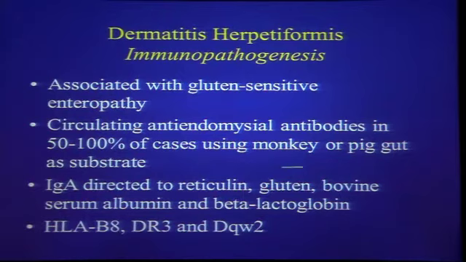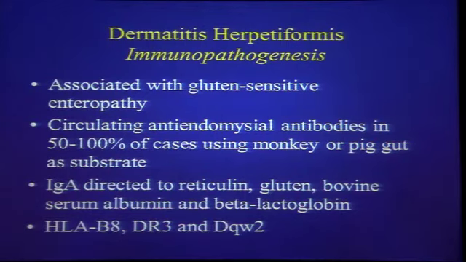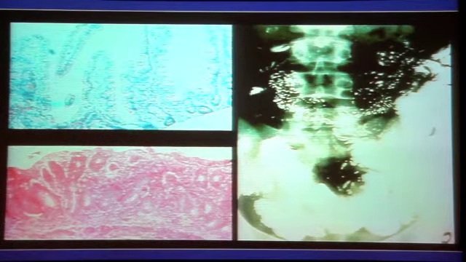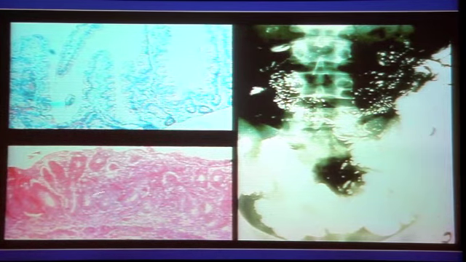So again, this is something you can order in the laboratory. There's IgA here that's directed to these proteins, and it's associated with these HLA subtypes. And they have a gluten-sensitive enteropathy in the vast majority of cases. Here's normal duodenum here, and then this is celiac disease, where all of these villi are flattened and there's prominent inflammation.